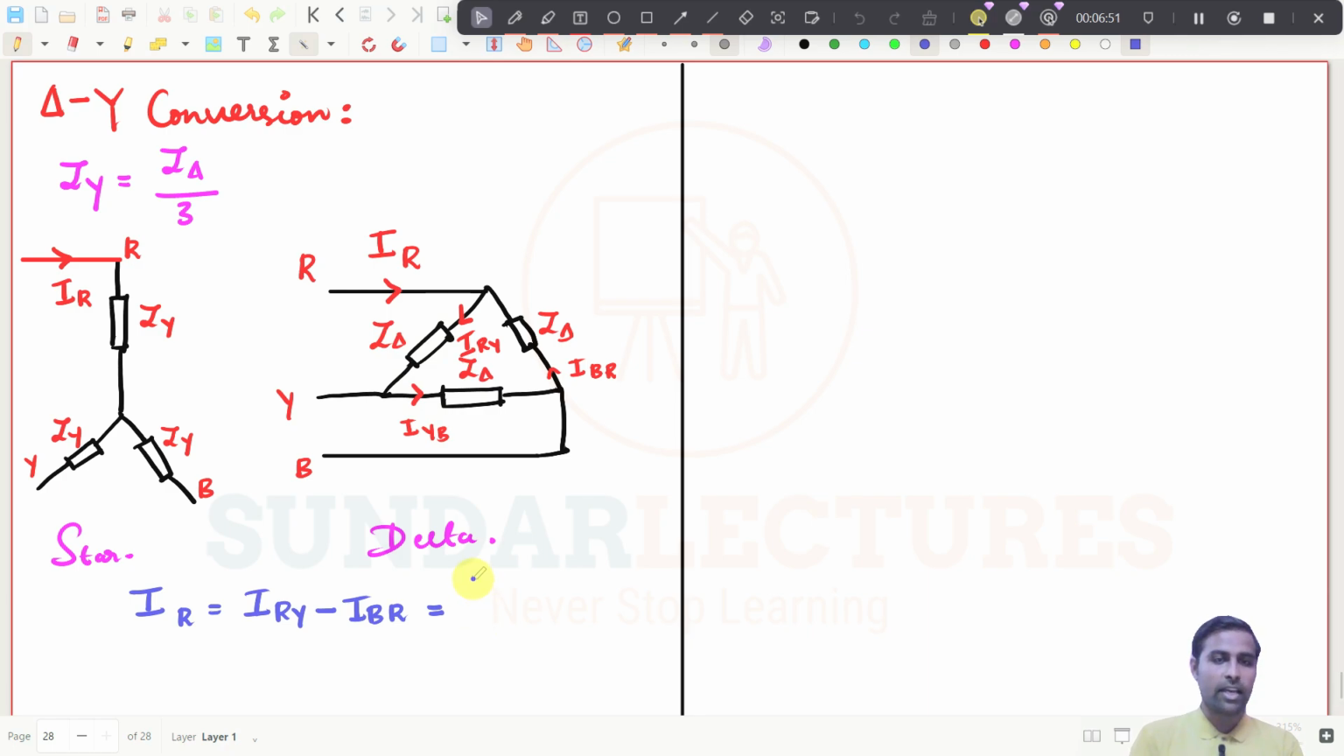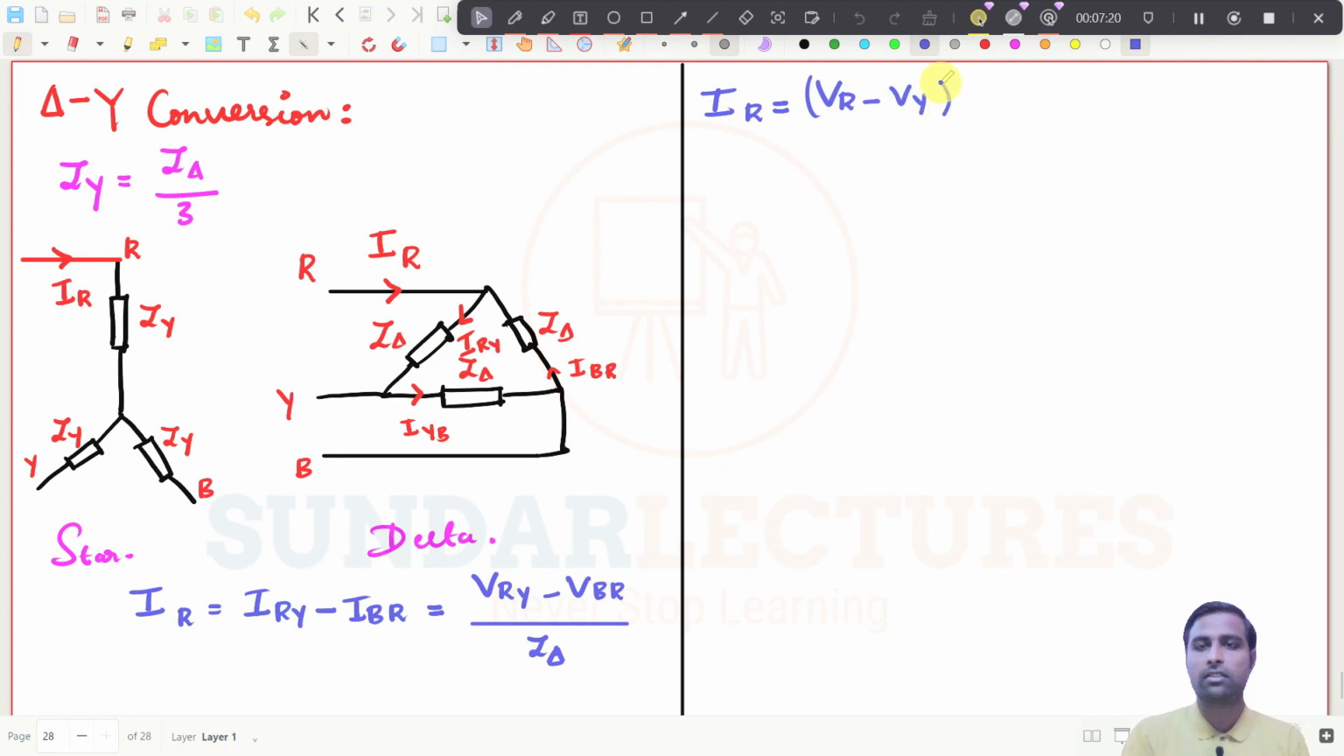What you will get is (V_RY - V_BR) divided by Z_delta. Generally we write it as Z_delta. Why? Because both the divisions will be the same, right? Try to understand, I'm just writing the expression for I_R. What is the value of V_RY? We also know that, right? It is V_R minus V_Y.